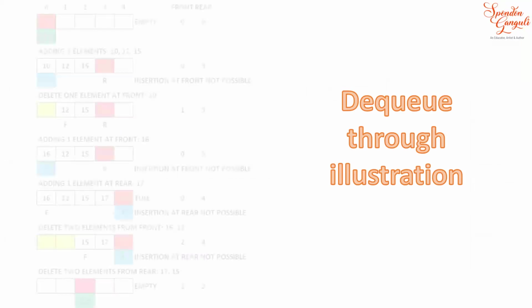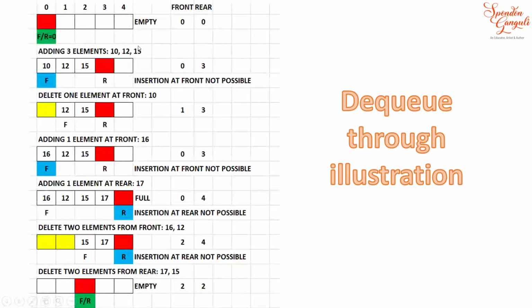Now let us go through the DQ through an illustration. See, I have given it here. So initially front and rear are at 0 and the queue is empty. Now adding 3 elements. What are the 3 elements added? 10, 12, 15. Rear comes to position 3. Front is at 0. Now if I further add, you can see insertion at front is not possible because front is already at 0.